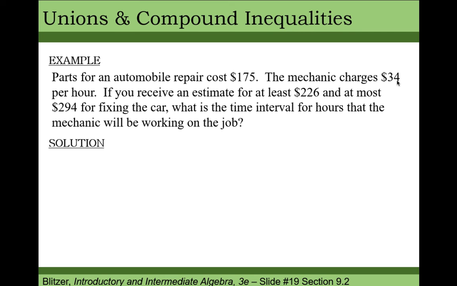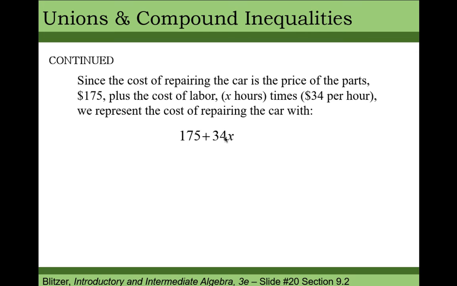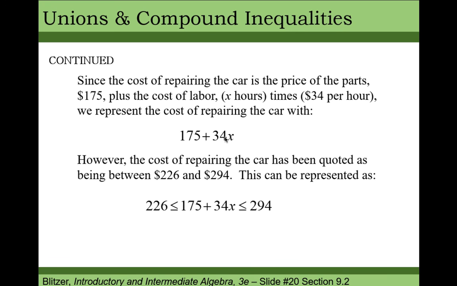So to set up this compound inequality, we're going to have 226 on the left-hand side. We're going to have 294 on the right-hand side. And then in the middle of our compound inequality, we want that 34x, because we're going to let x equal the number of hours, plus the $175. So we just talked about that. It doesn't matter if you want to write it 175 plus 34x, or if you want to write it 34x plus 175. Really doesn't matter, completely up to you.